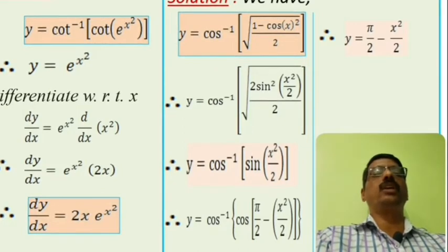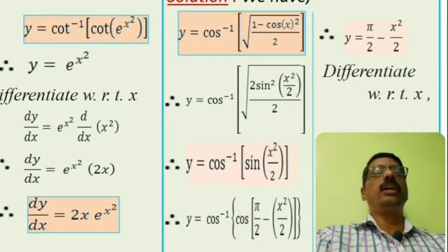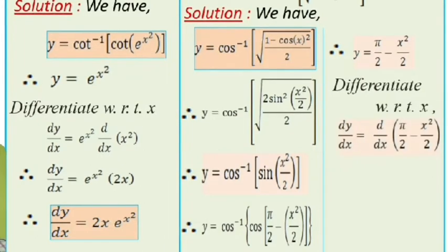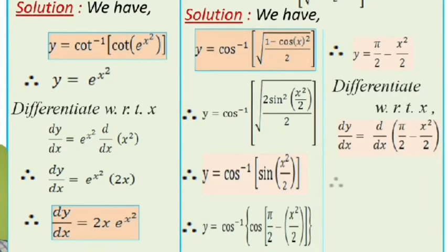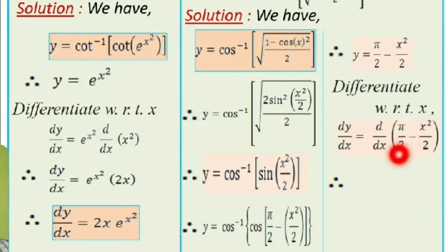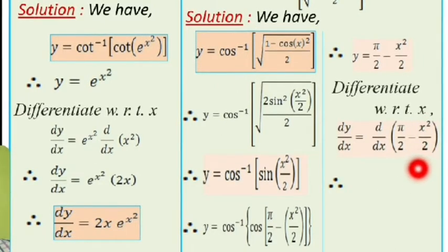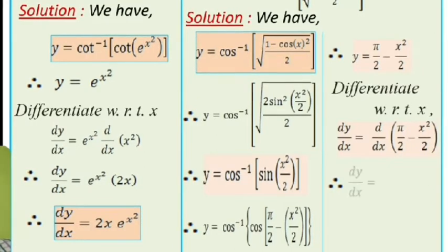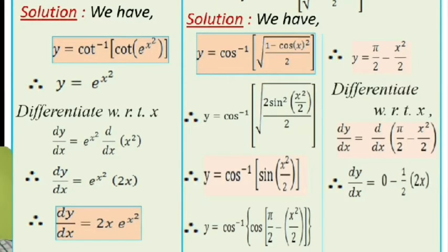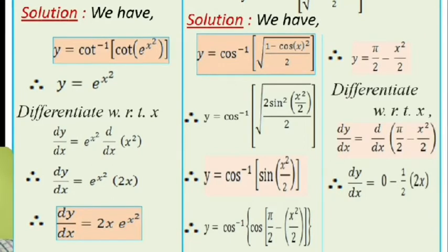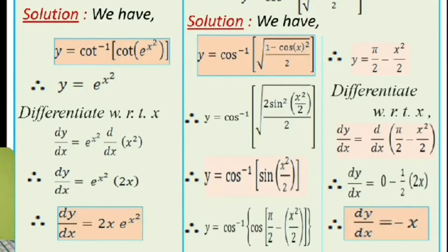Now we have to differentiate the given function with respect to x. Then we get dy by dx equal to d by dx of the right hand side also, that is pi by 2 minus x square upon 2. We know that the derivative of pi by 2, a constant, is 0, and for x square upon 2, that is 1 upon 2 into x square, the derivative is twice x. Therefore dy by dx equal to 0 minus 1 upon 2 into twice x. Here 2 and 2 cancel, and therefore dy by dx equal to minus x is only remaining.